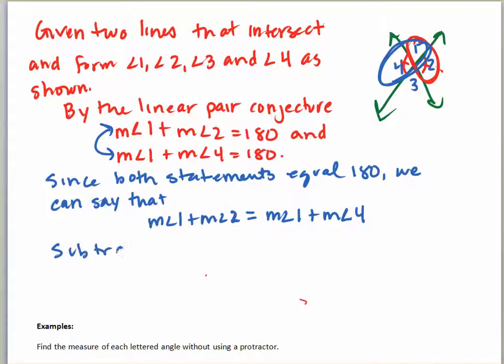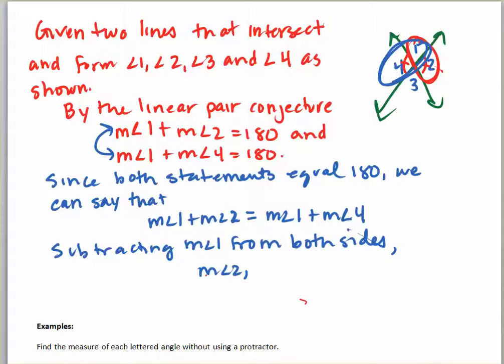Subtracting the measure of angle 1 from both sides, which is our subtraction property of equality, what are we left with? The measure of angle 2 equals the measure of angle 4. Now you might think we're done, and we almost are. The thing is we're trying to show that those angles are congruent, not just show that their measures are equal.